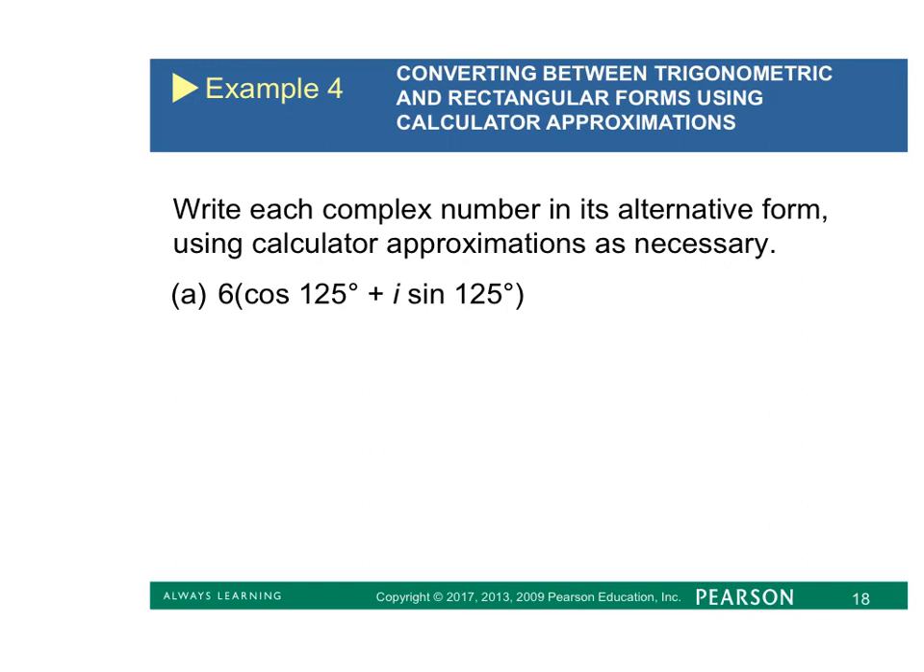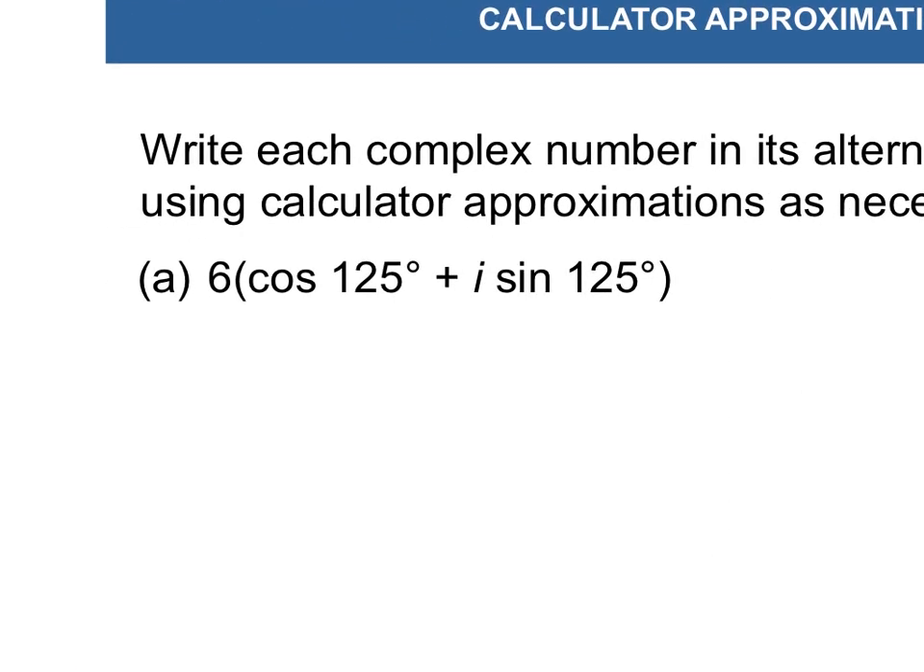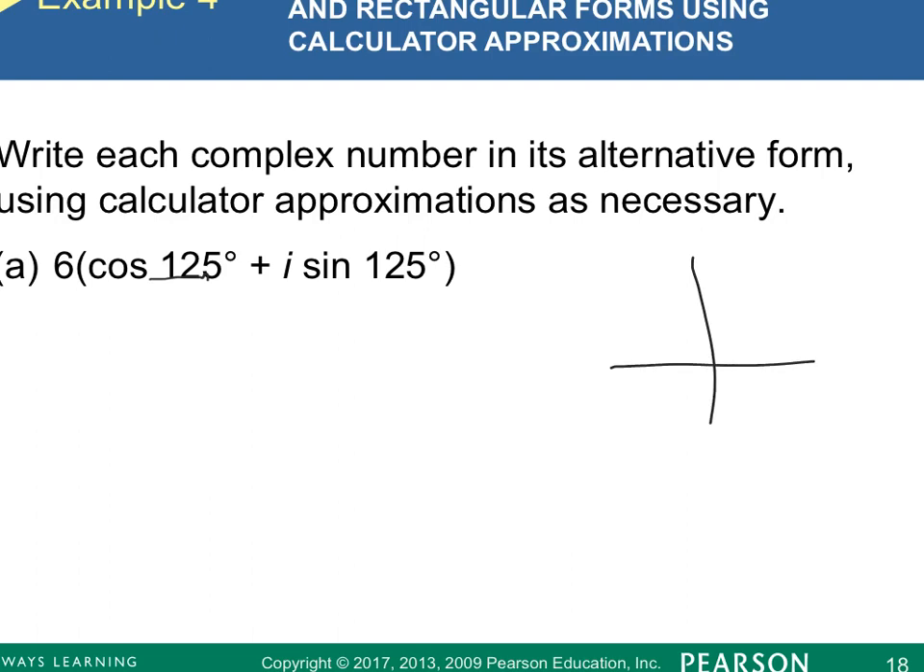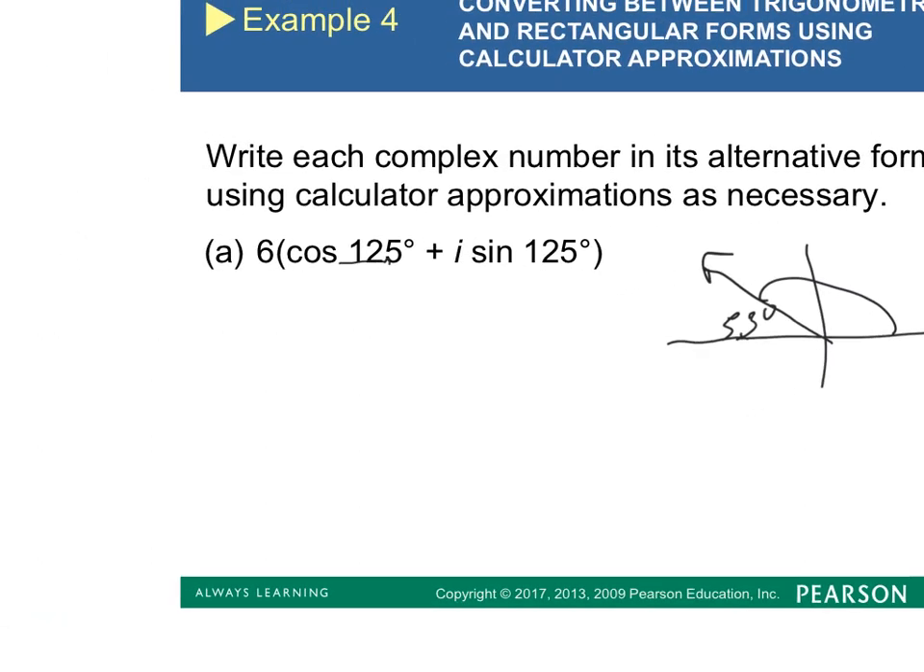Example 4. Write each complex number in its alternative form using a calculator. Okay, I know it's a calculator problem because... let's see, 125? Maybe I don't need a calculator. What does a 125 degree angle look like? 90, 125. How much is left to get to 180? 55. Nope, I don't know that answer in my head. So it's a calculator problem.